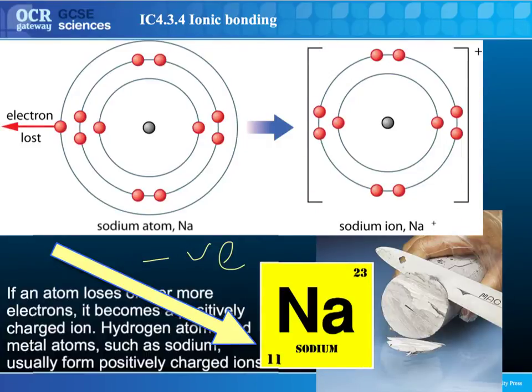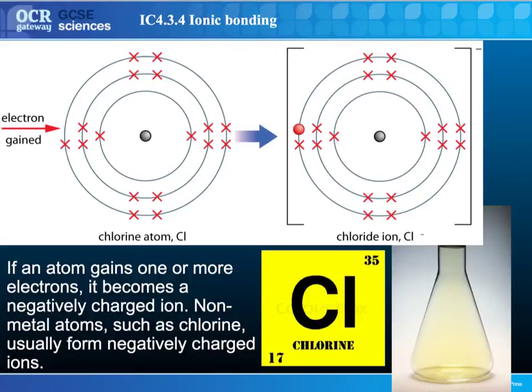You can do the same on the right hand side of the periodic table in groups 6 and 7. Chlorine here has atomic number 17, therefore it has 17 electrons. This time they are displayed as crosses.